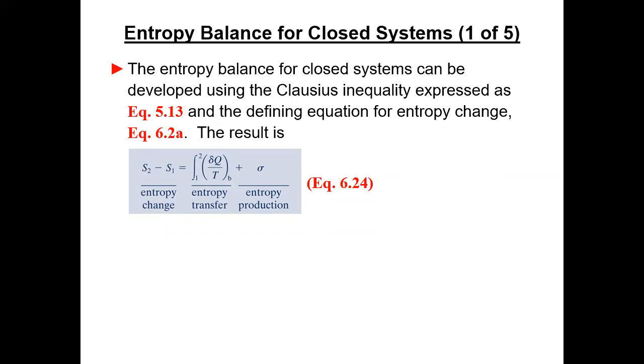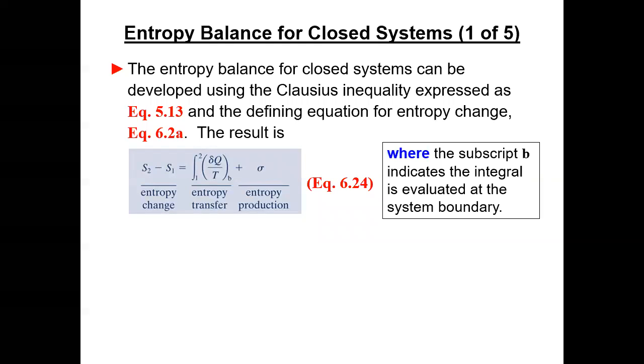If S2 minus S1 is 0, guess what? Delta Q needs to be 0, and we need to be internally reversible, which means the sigma, the production term, is 0. So you've got to zero out both of them. I guess it's possible that they could cancel out, but that's not the definition of the isentropic process.